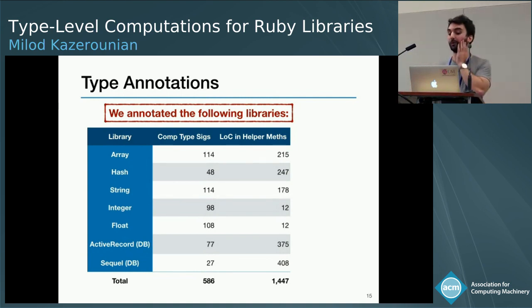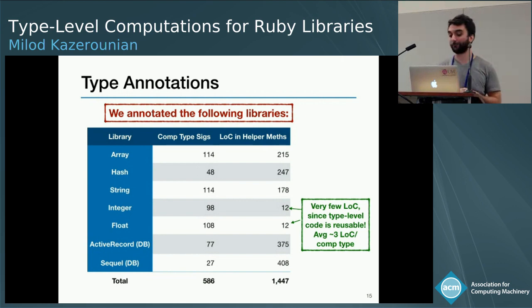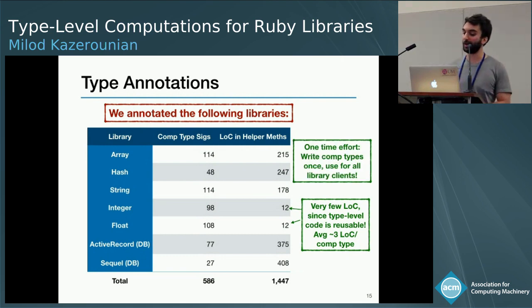So just a couple notable things to point out here. For a number of cases, we found that we could use very few lines of code to annotate a very large number of methods. Most notably in the integer and float libraries, we could annotate about 100 methods in each case using just the same 12 lines of type level code. And another thing to note is there's really a one-time effort involved here. While there is a non-trivial effort, really just someone with some expertise can go through and annotate these libraries, and then you can use them to type check as many clients of these libraries as you'd like. So that's exactly what we did.